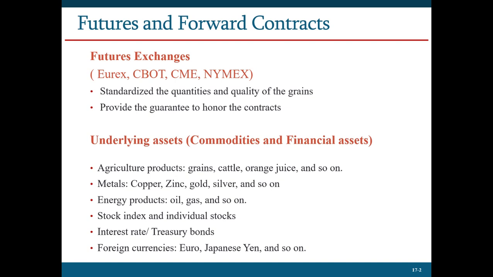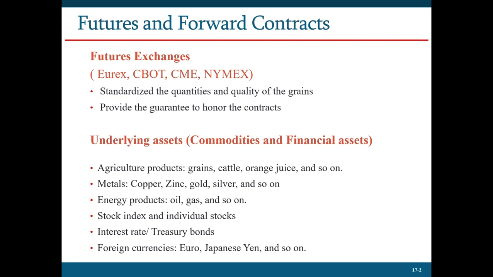Other than agriculture products, we also have metals and energies as other types of commodities, such as copper, gold, silver, and, regarding energy products, oil and gas as underlying assets for futures contracts. Those commodities are real stuff. They have physical form. It's a real thing.